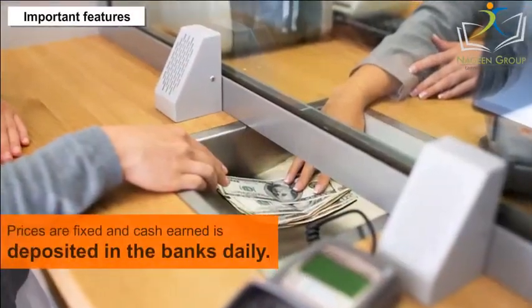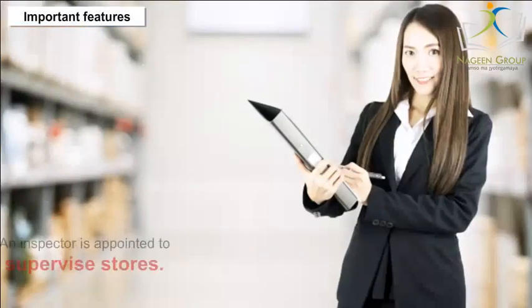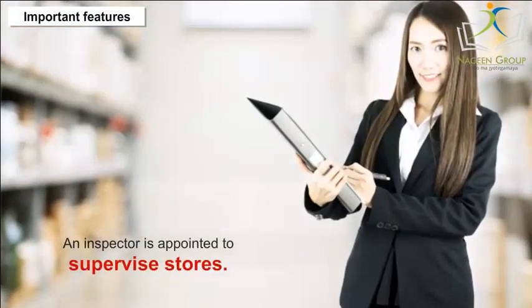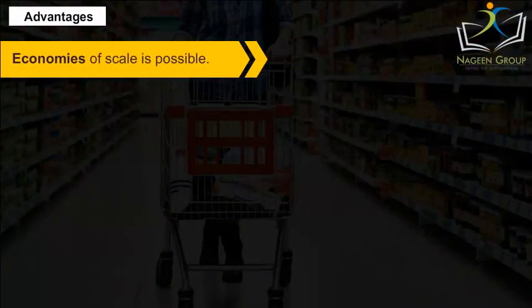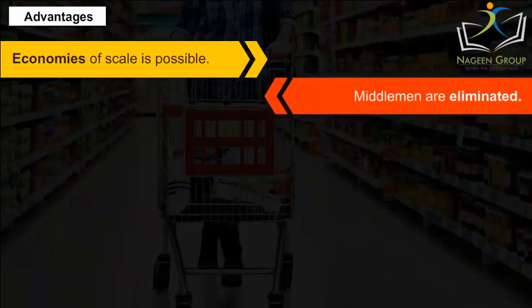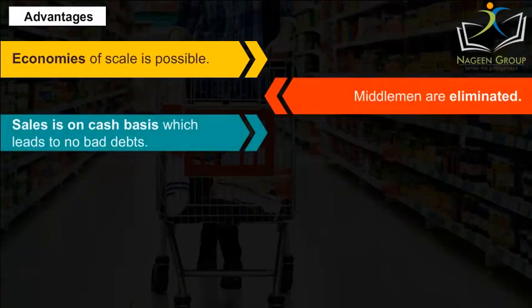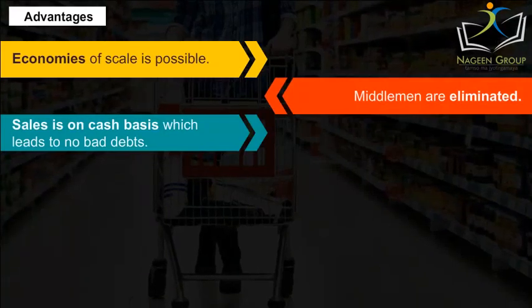Prices are fixed and cash earned is deposited in the banks daily. An inspector is appointed to supervise stores. Advantages: 1. Economies of scale is possible. 2. Middlemen are eliminated. 3. Sales is on cash basis, which leads to no bad debts.